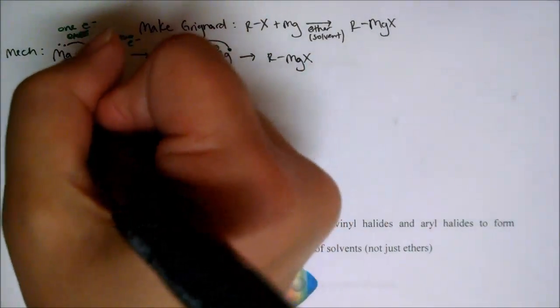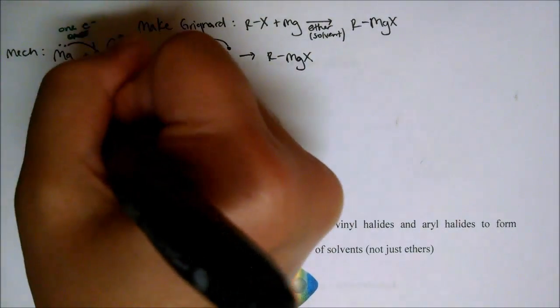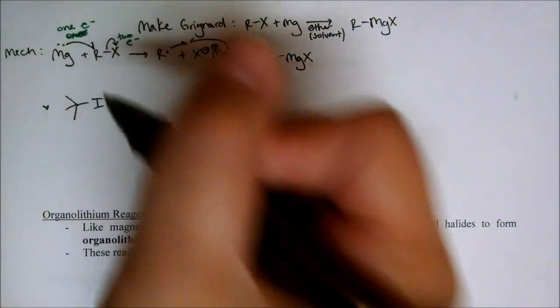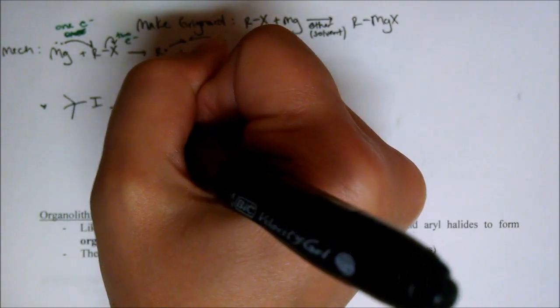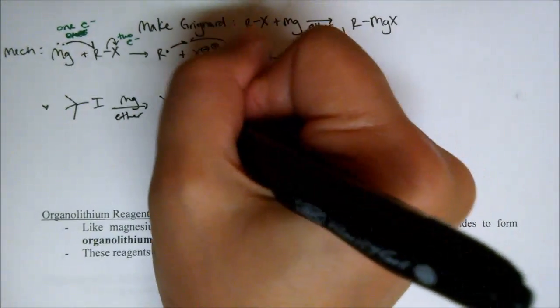Okay, so for an example, you just start with your halide. Again, it really can be pretty much any halide. All you do is throw in magnesium. Yes, you do need some ether, but it's okay if you forget that. And all that happens is that magnesium just inserts itself between the carbon and the halide.